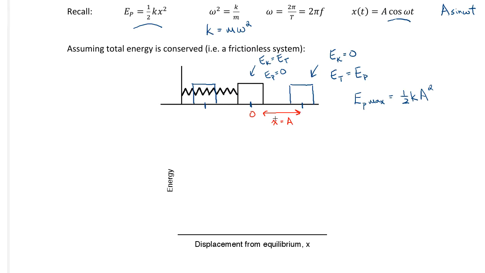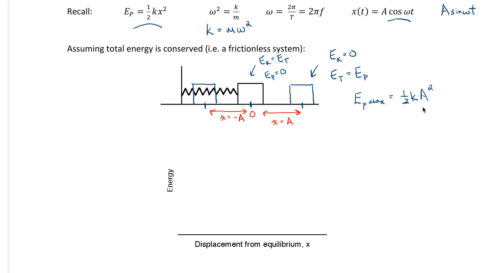So again, the displacement from equilibrium, x is equal to a here at the extreme. And that would be the same in this direction as well. We'd have x is equal to negative a. So the biggest possible potential energy in this situation is found when x is equal to a, the amplitude, and so we get potential energy max is equal to half times k a squared.